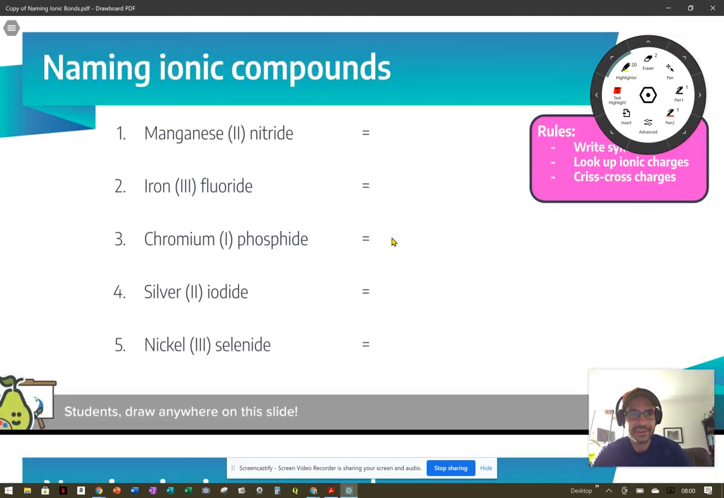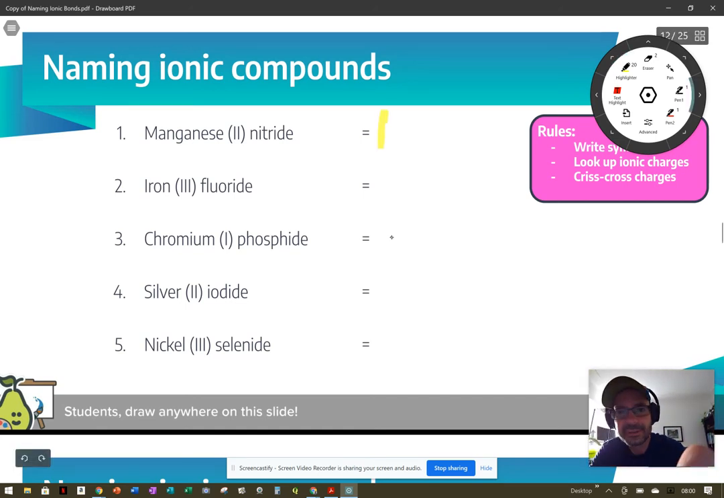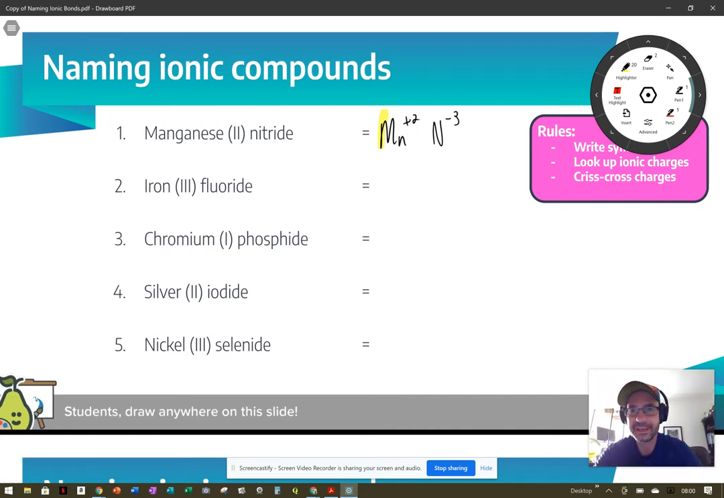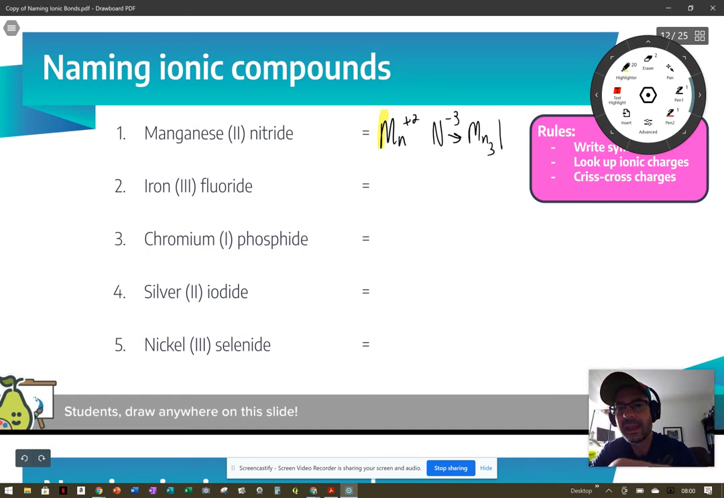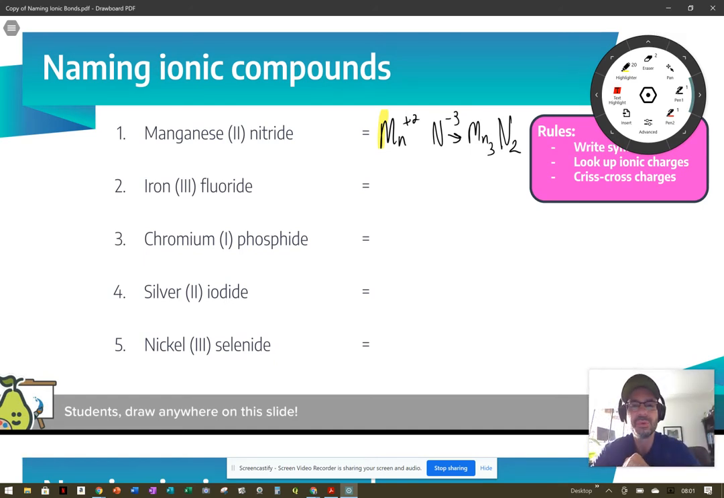So let's give this a try. Manganese is Mn. We're being told it's got a +2 charge, and it's being bound with nitride, which when we look up on the periodic table is a -3. So this would be Mn3N2. This is manganese 2 nitride.